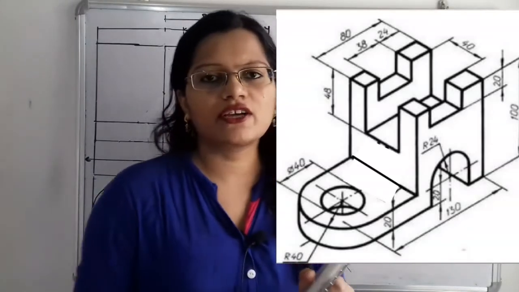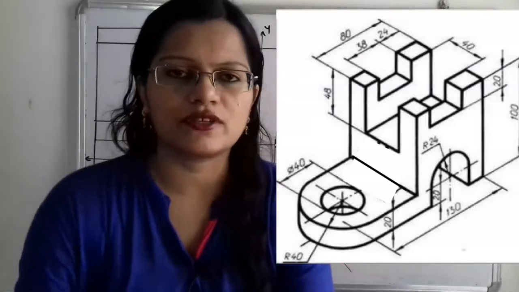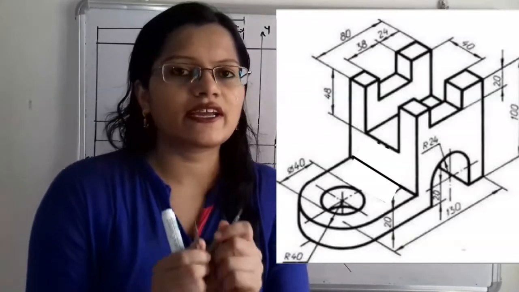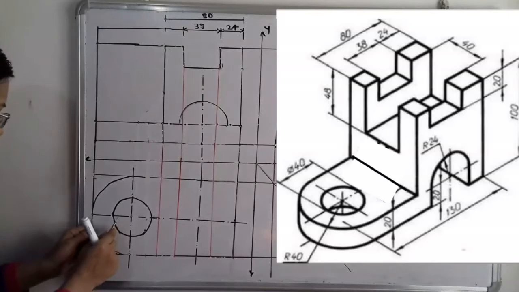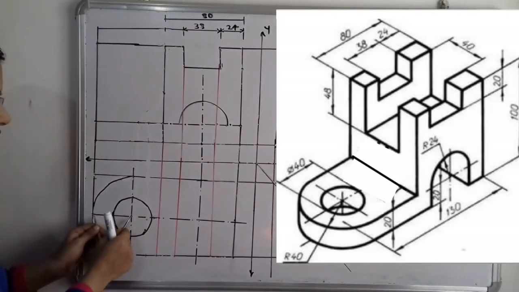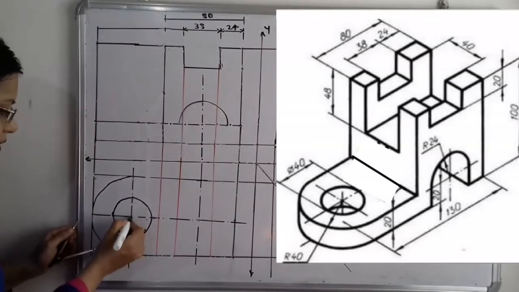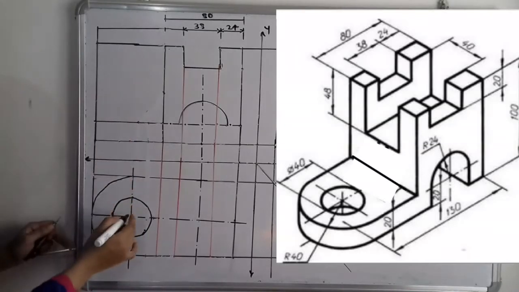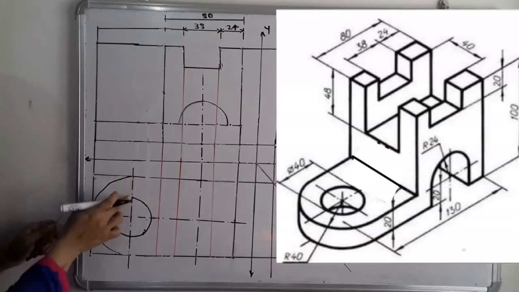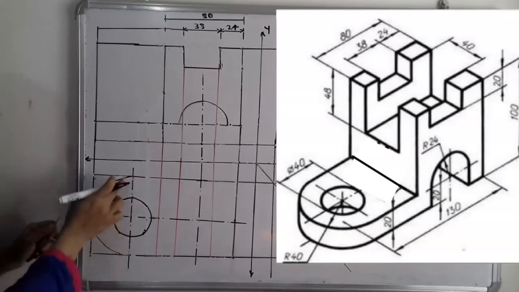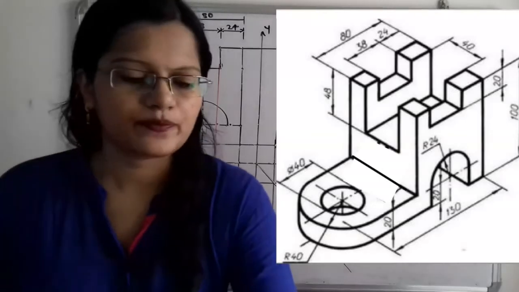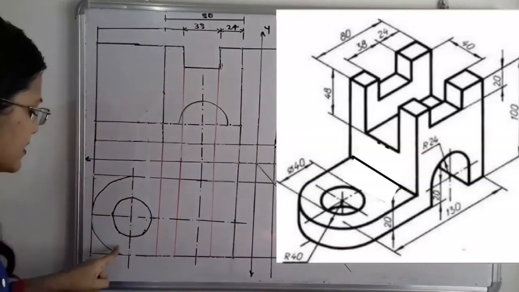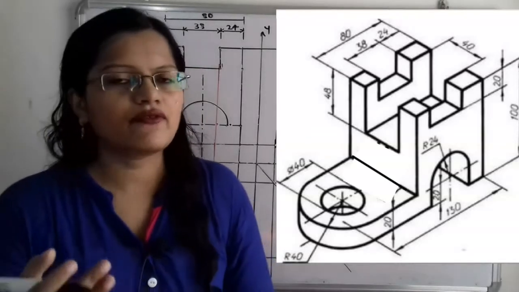Now what is the radius of the semicircle? That is 40. So in the compass we have to take the distance 40. From this end point, the total distance will be 40 millimeter, and here will be the center. We also have to draw one vertical line passing through the center, also in the form of dash and dot. Now this semicircle is getting completed, having R40.